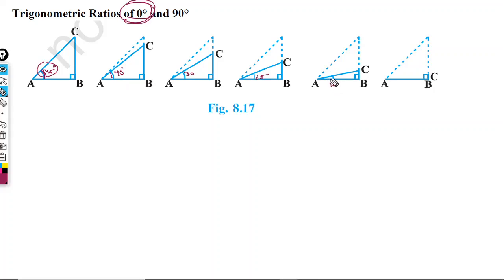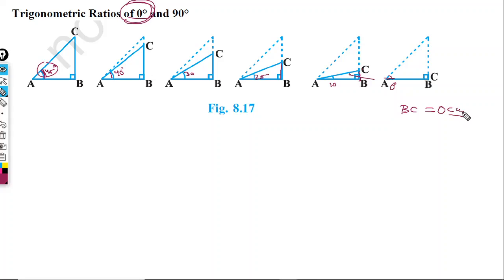Now you can see the position of C. Then if we reduce angle A to 0 degree, what will happen? C and B will coincide, isn't it? So here we have reduced the angle to 0 degree. Therefore C and B have coincided. So length of BC is equal to what? 0. Here BC has a length, here also BC has some length, but here B and C are coinciding. So therefore BC is 0 centimeter or 0 unit, you can say.